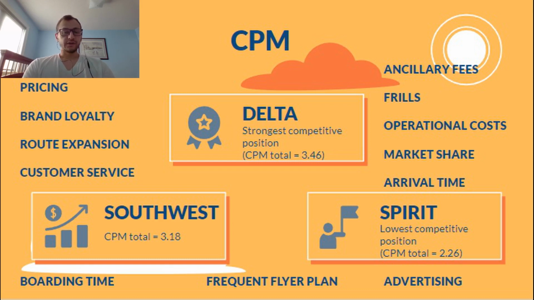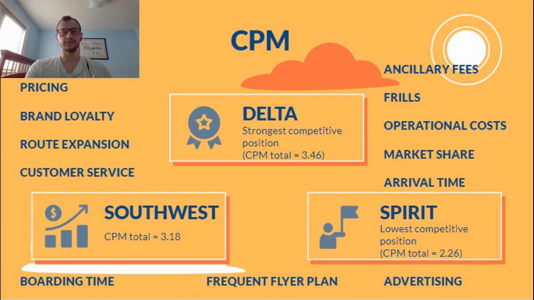In the competitive profile matrix section, listed on the screen are the 12 critical success factors, and we also have the scores for the competitors and Southwest. Delta comes out to a score of 3.46, which means it has the strongest competitive position, while Spirit is the lowest with 2.26, and Southwest is 3.18.